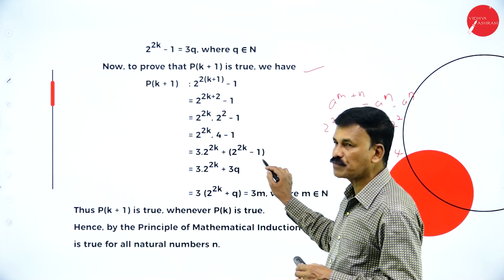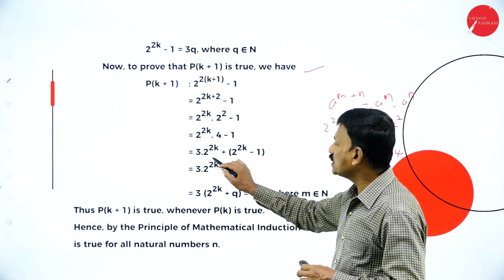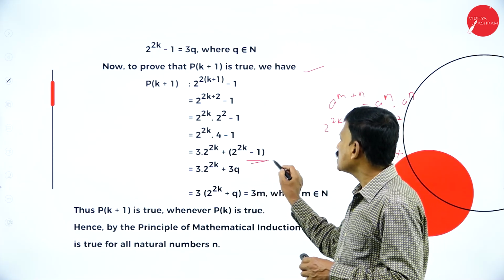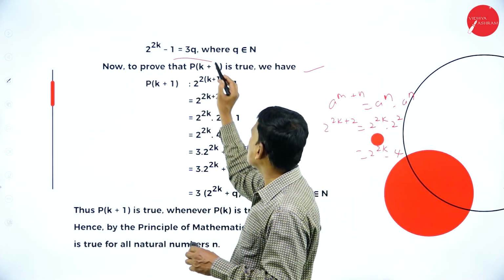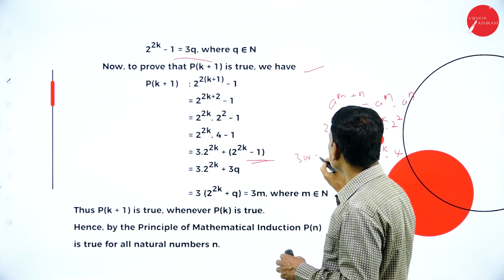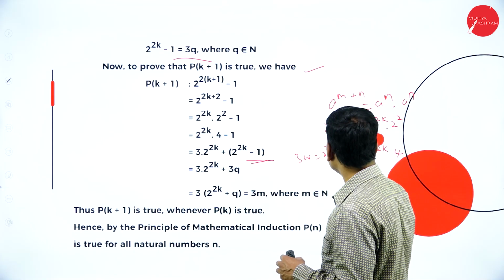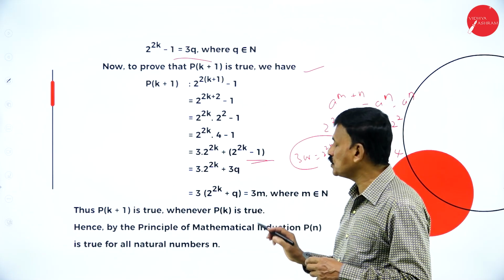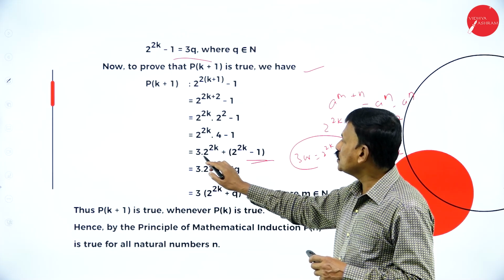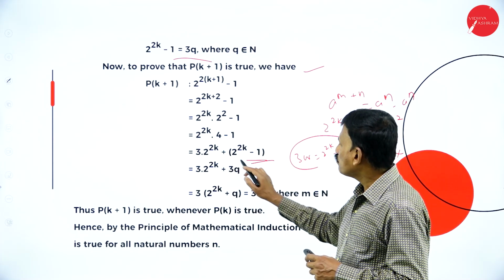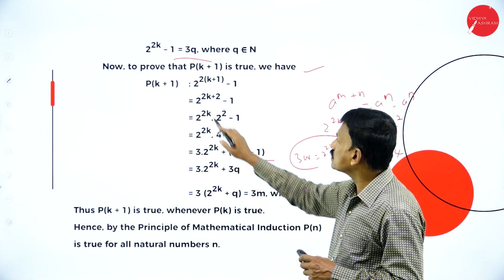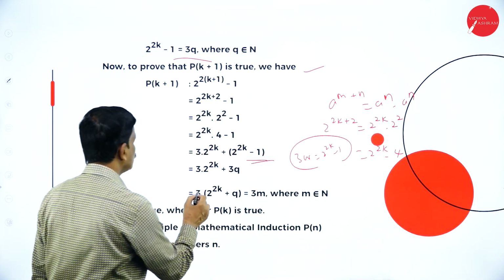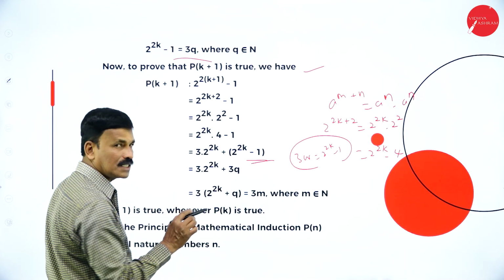Just add 2 to the power of 2k minus 1 on both sides. So this becomes 3 into 2 to the power of 2k plus 2 to the power of 2k minus 1. Since this 2 to the power of 2k minus 1 is also equal to 3q, we can substitute: 3 into 2 to the power of 2k plus 3 times q. So this is 3 into 2 to the power of 2k plus 2 to the power of 2k minus 1, which is equal to 3 into 2 to the power of 2k plus 3q. Just take 3 as a common factor.